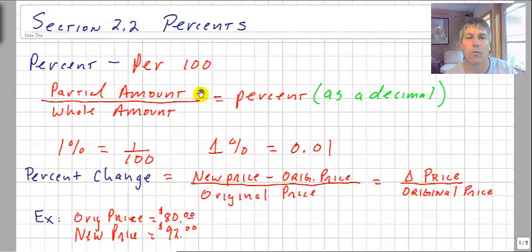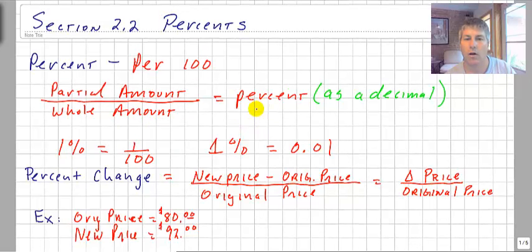Welcome back. We're working on section 2.2, percents. And percent, as you guys know, is per 100. Percent is calculated by taking the partial amount and dividing it by the whole amount, and that is our percent. Okay? So we'll get an answer that's very likely a decimal.